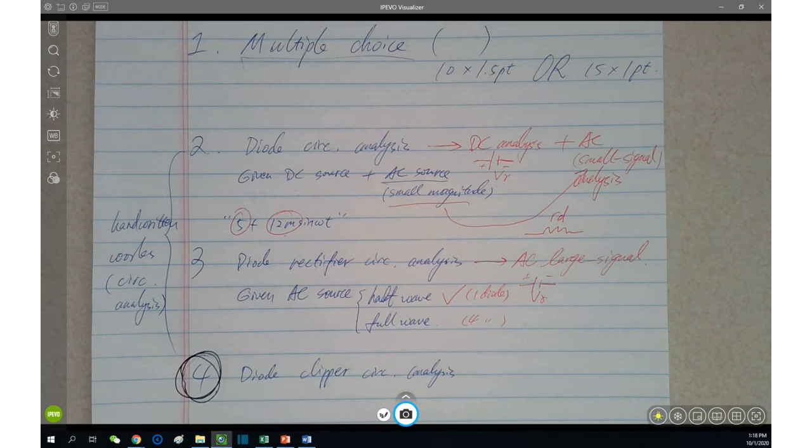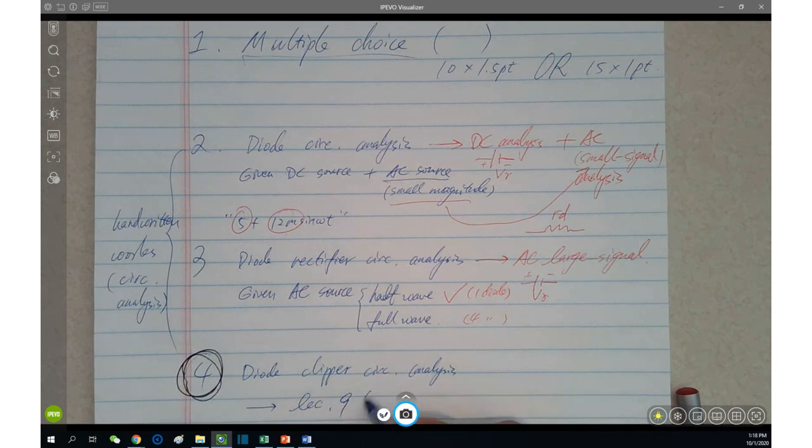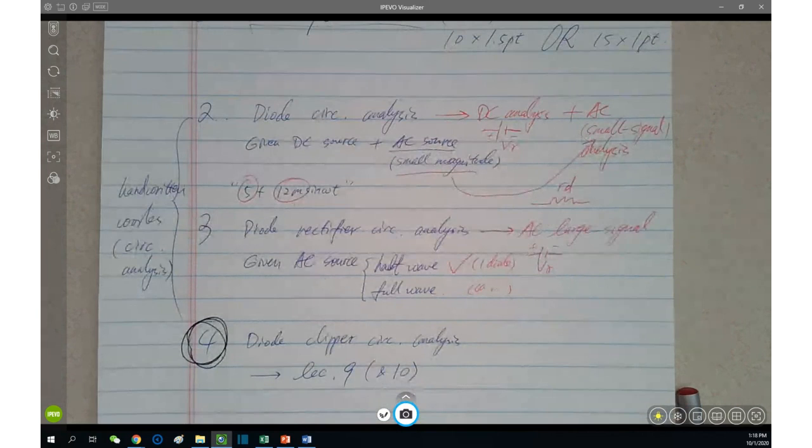Let's see. The logic seems not quite easy to follow, but maybe you'll see. Okay, clipper circuit. I call it lecture 9, maybe as well as 10, which will be on next Tuesday. Because today, if we can't finish all of them, next Tuesday we continue. So just remember to learn the things from today and the next lecture, maybe.